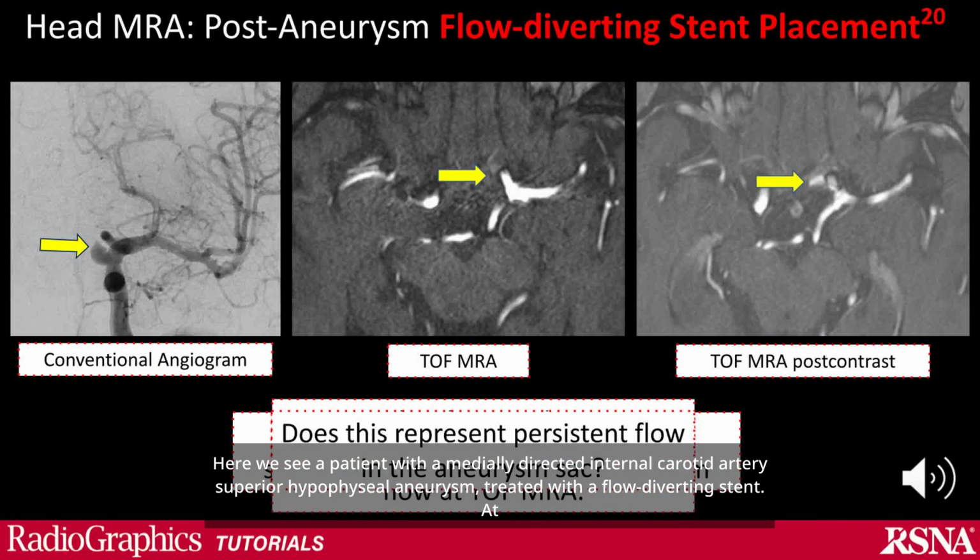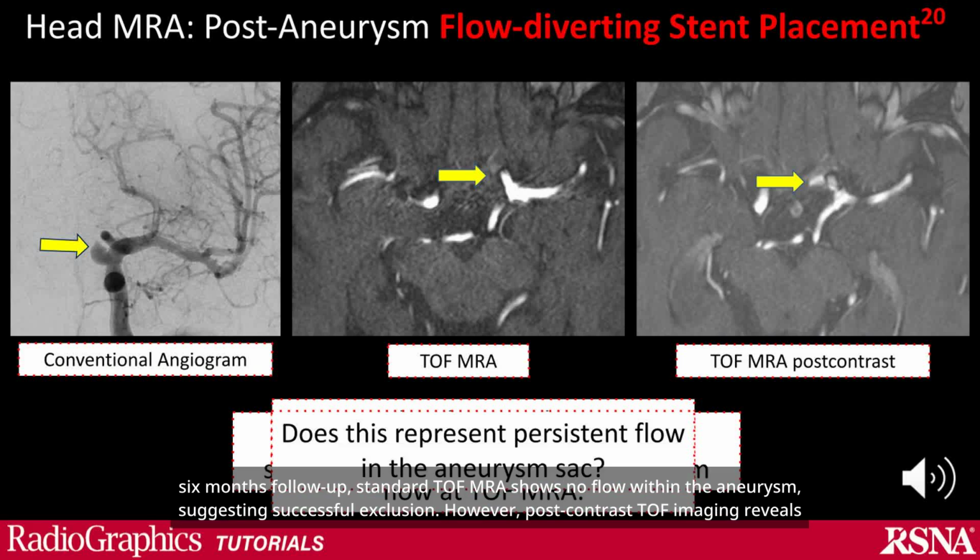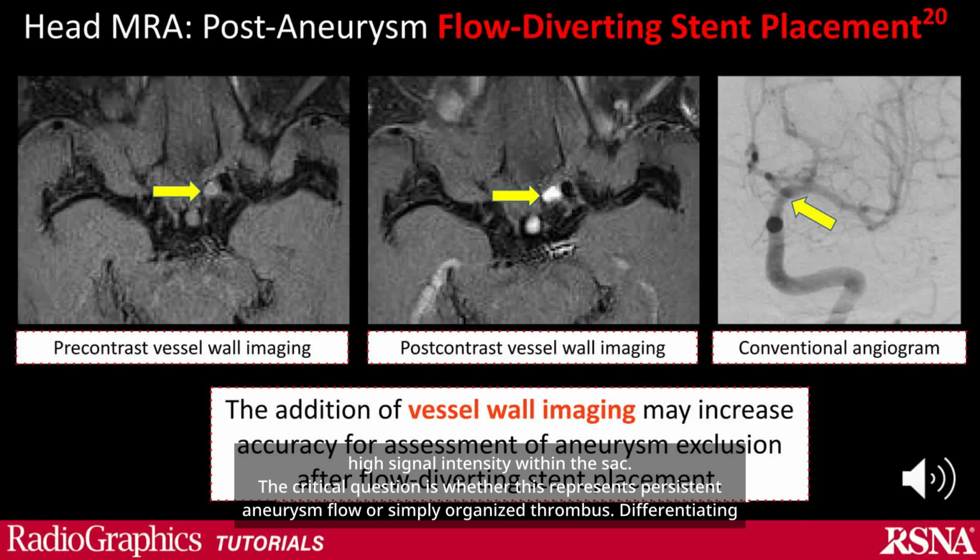Here we see a patient with a medially directed internal carotid artery superior hypophyseal aneurysm, treated with a flow-diverting stent. At 6 months follow-up, standard TOF-MRA shows no flow within the aneurysm, suggesting successful exclusion. However, post-contrast TOF imaging reveals high signal intensity within the sac.